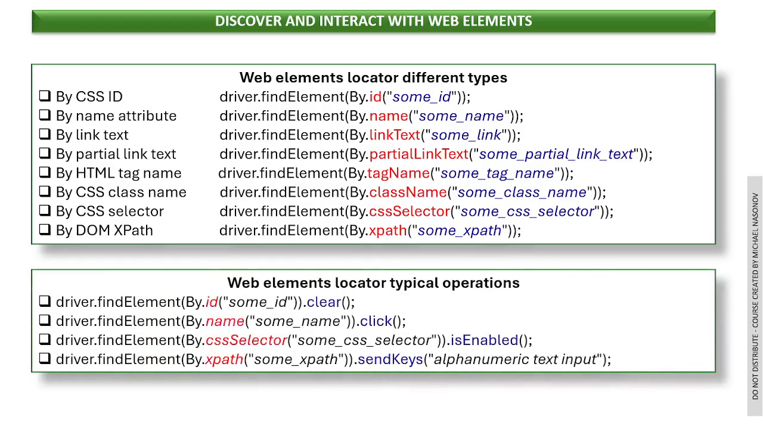Let's take an overlook at basic element locator typical applications. Let's say we have some kind of input text. You can find element by ID, let's say, and clear it. Or you can click on it, or you can click on a button. Let's say you found some number 3 by CSS selector. Let's see if a button is enabled. Verify. Or you can find, let's say by XPath, some input text and send keys. Using the send keys method, type some text input there.